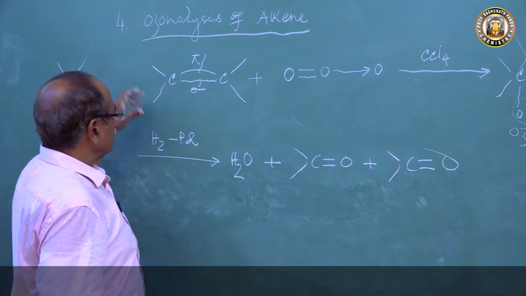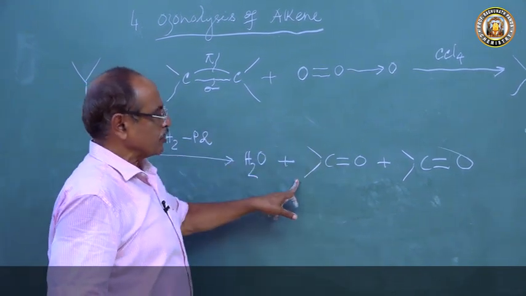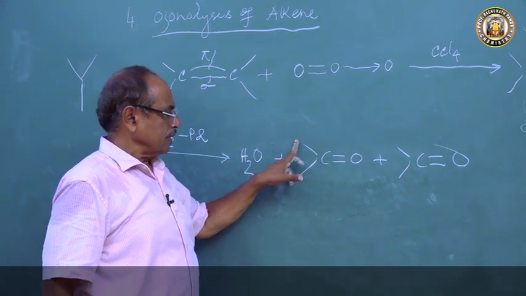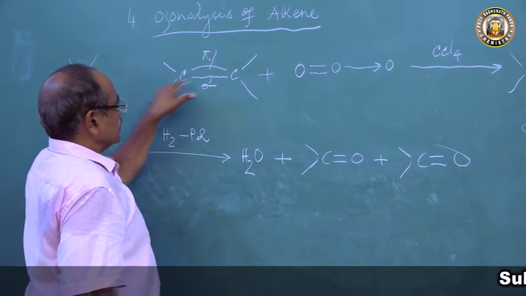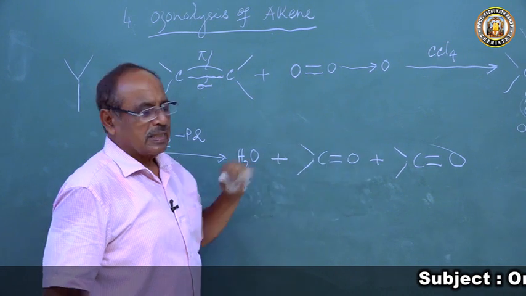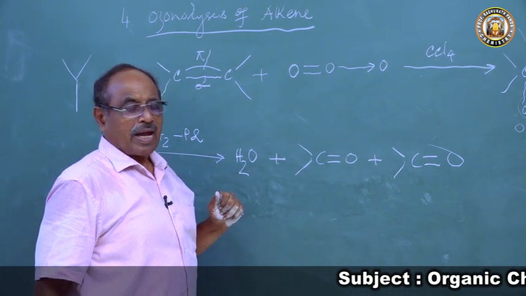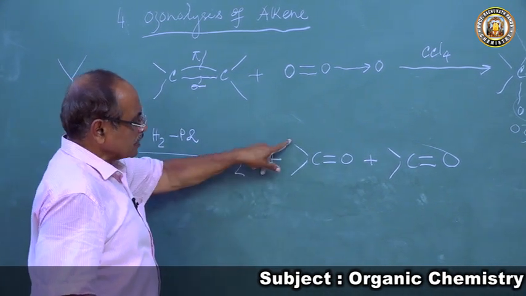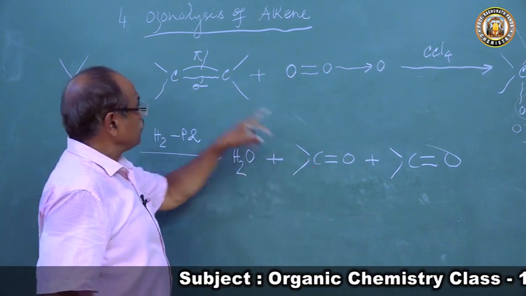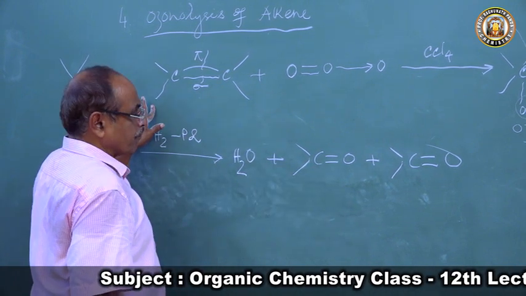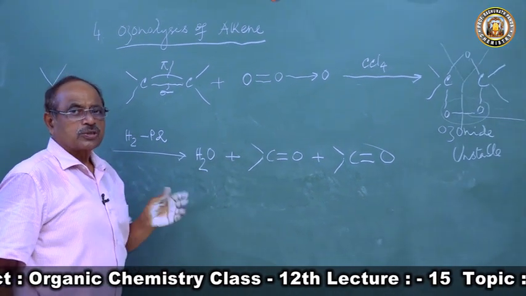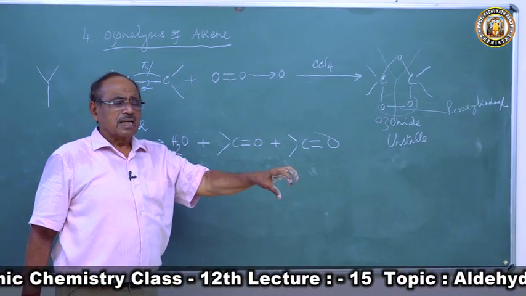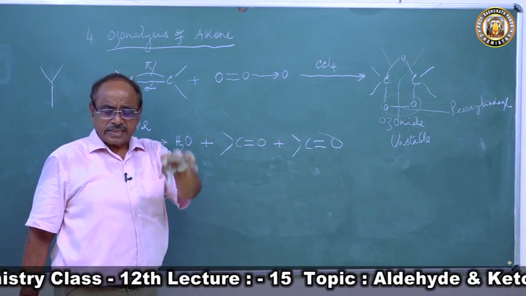Now if we want to prepare acetaldehyde, then what do you have to take? What is acetaldehyde? CH3CHO. So you write here CH3H, and you get two acetaldehyde molecules. And if you want to prepare acetone, CH3COCH3, simply write here CH3, and you get two molecules of acetone. So you need not remember this as ozonolysis giving acetaldehyde.